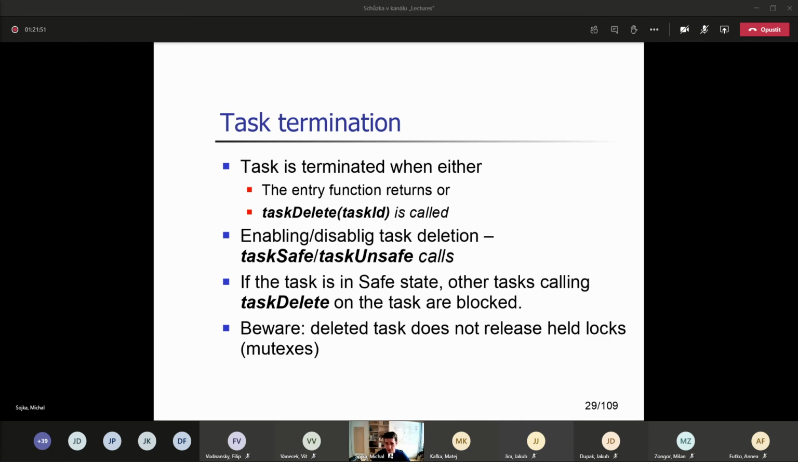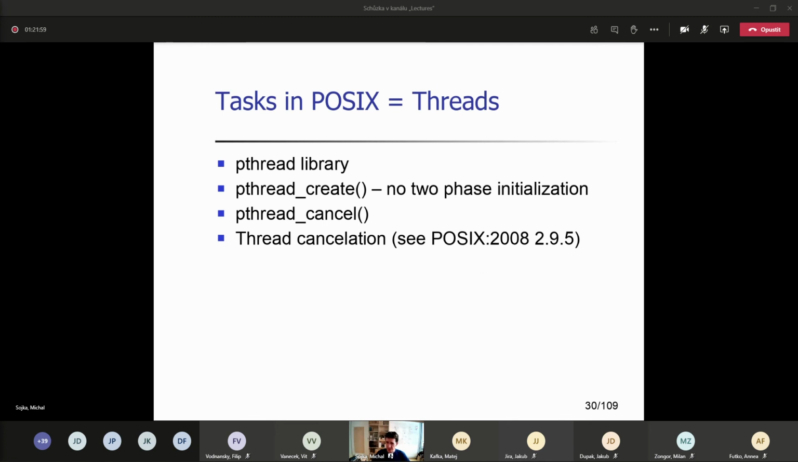Okay, so this was a brief introduction of task management via the Wind API, this native VxWorks API. And then the same done in POSIX. Probably most of you already know that, or at least have seen that. In POSIX, you don't have functions starting with task, but you have functions starting with pthread underscore something. To create a thread, there is pthread create. To delete a thread, there is pthread cancel instead of task delete. It's more or less similar.